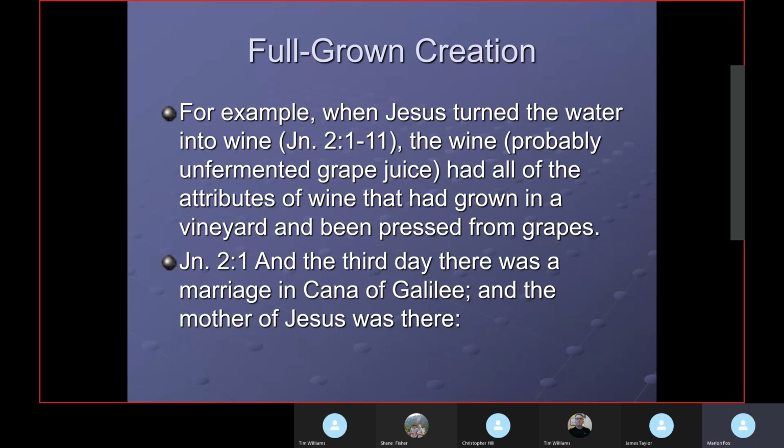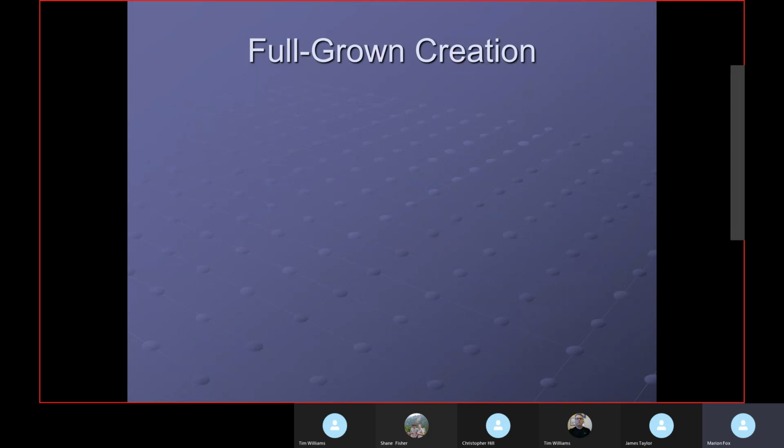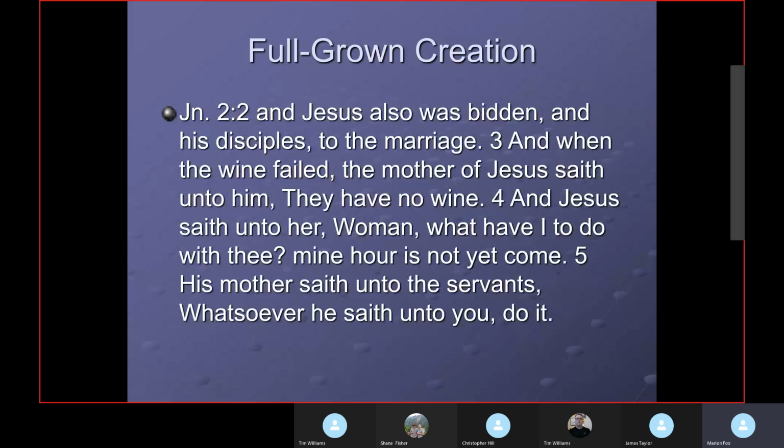On the third day, there was a marriage in Cana of Galilee, and the mother of Jesus was there. Jesus also was bidden, and his disciples, to the marriage. And when the wine failed, now the problem we get into is we hear the word wine and we put it into English context. Well, the Greek word here for wine could be unfermented or fermented. It has to be argued from context.